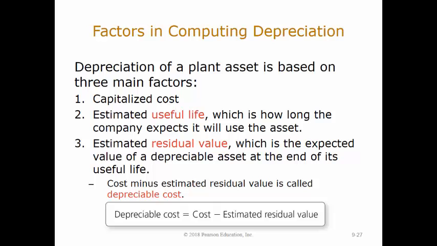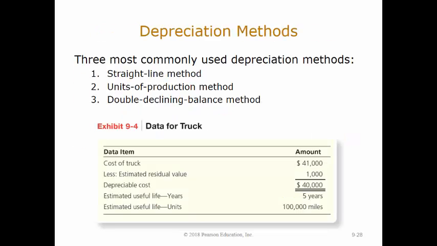If a company plans on trading in an asset for a new asset, the residual value will be the expected trade-in value. Estimated residual value is not depreciated because the company expects to receive this amount at the end. The depreciable cost is the cost of a plant asset minus its estimated residual value. There are three common depreciation methods: straight line depreciation, units of production depreciation, and double declining balance depreciation.